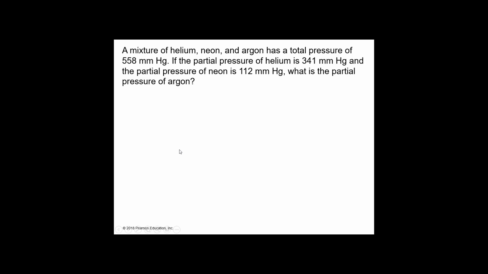So let's do some problems. A mixture of helium, neon, and argon has a total pressure of 558 millimeters mercury. If the partial pressure of helium is 341 millimeters mercury, and the partial pressure of neon is 112 millimeters mercury, what is the partial pressure of argon? So we pull out what we know. We know the total of the whole system. We have a partial pressure of helium at 341 millimeters mercury, and a partial pressure of neon at 112 millimeters mercury. But we need to know the partial pressure of argon.